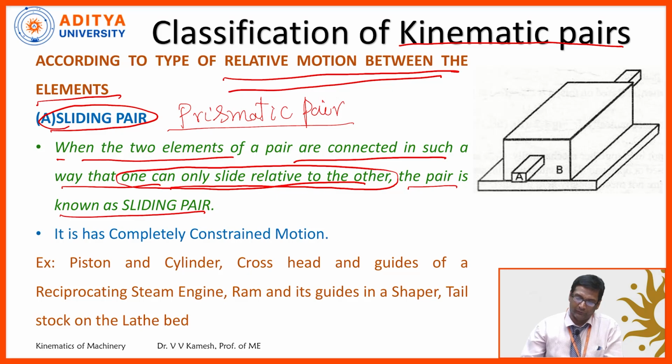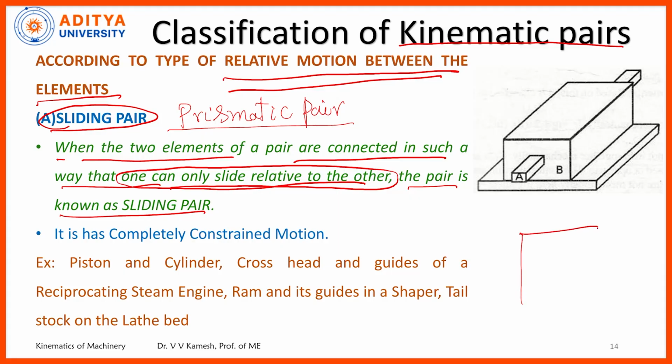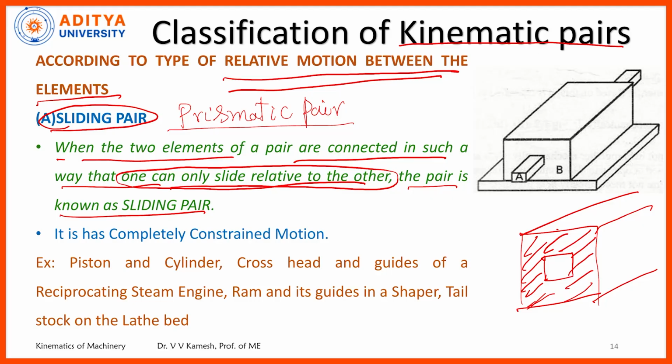Just observe this, the same example we identified: a square hole. Suppose this is the body and here I have a square hole and I am putting a square bar. This square bar is fed inside like this and I am moving it inside. It is a completely constrained motion, an example we discussed already. Even though it is completely constrained, that is okay. And what is the action between these two? One can only slide relative to the other.